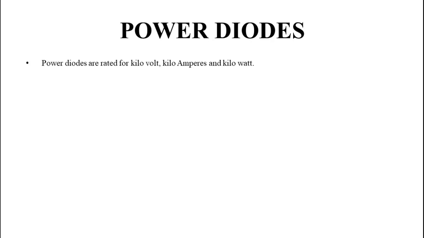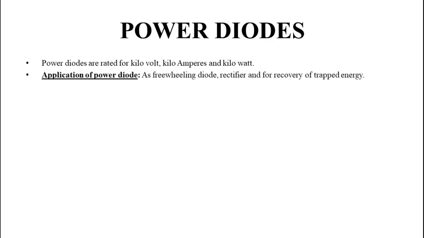Now I will tell you the applications of the power diode. Power diodes are used as freewheeling diodes and they are also used in rectifier circuits. They are used for recovery of trapped energy. Although the basics of diodes are covered in the subject electronics, to revise your concepts, I will tell you all these basics again.